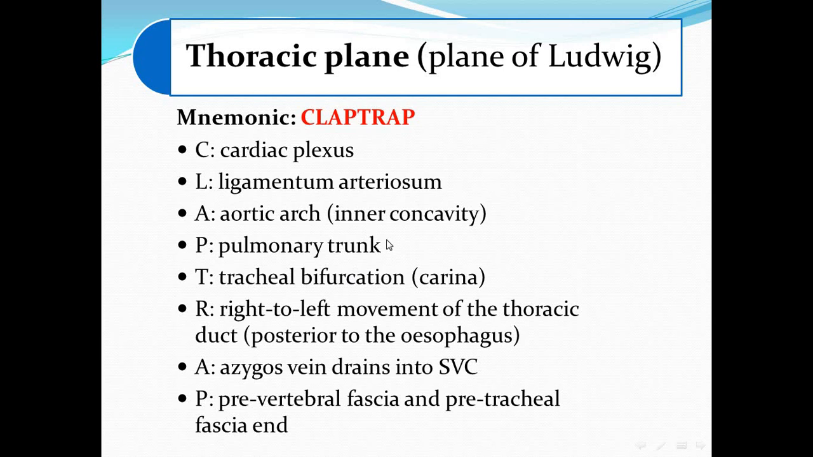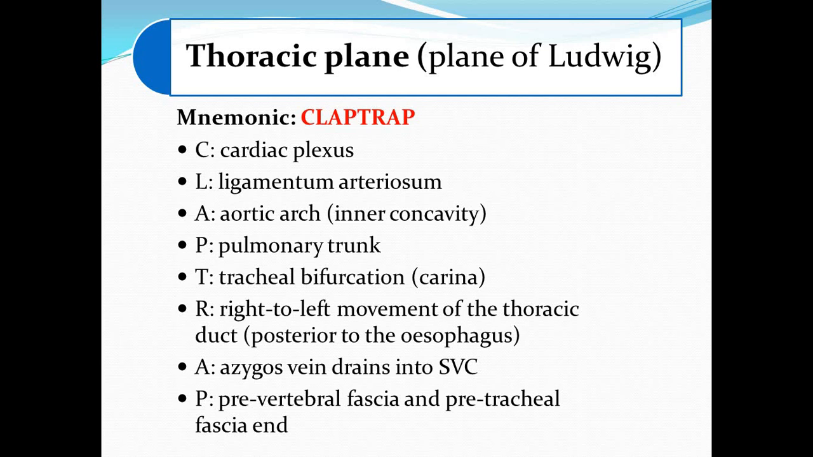The P is for the pulmonary trunk. The T for the tracheal bifurcation, which is called the carina. The R for the thoracic duct, which is extending from right to left and located posterior to the esophagus. The A for the azygos vein, draining into the SVC, the superior vena cava. And the P for the prevertebral fascia and pretracheal fascia ends. So all of these structures are transected by the thoracic plane.